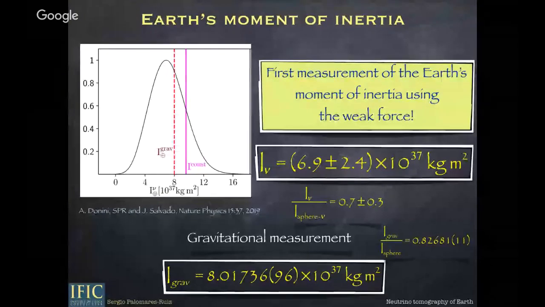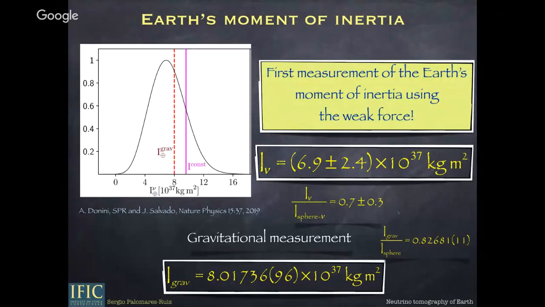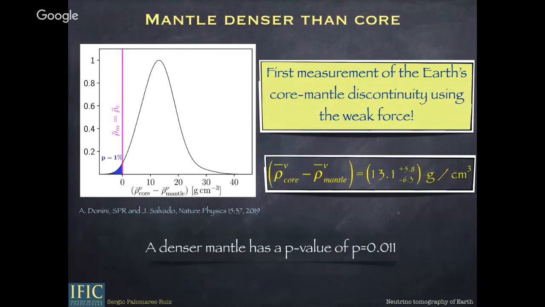This is the moment of inertia which is measured divided by the moment of inertia if the Earth was homogeneous. And we see already here that this is within 1 sigma, but one can do much better on this test of homogeneity of the Earth. And actually, one can ask what is the core mantle discontinuity, again, using only the weak force. And this is the result we get. And a denser mantle has a p-value of just 1%, which is already very good.